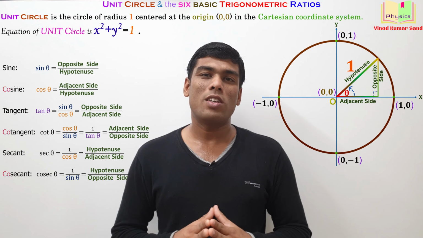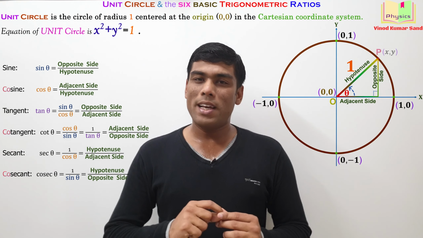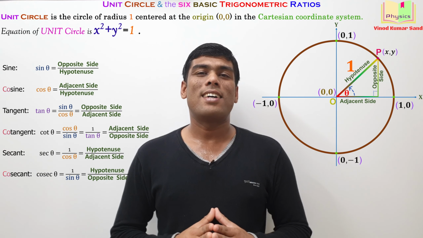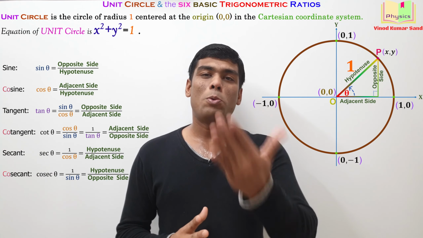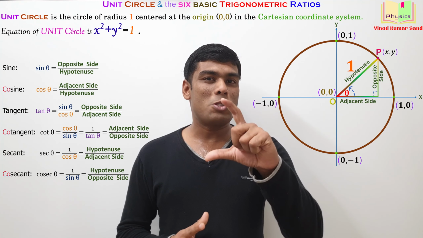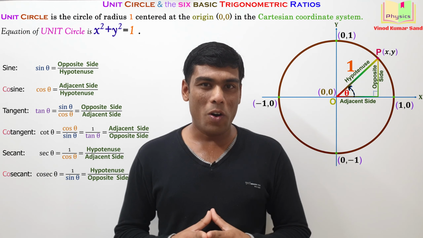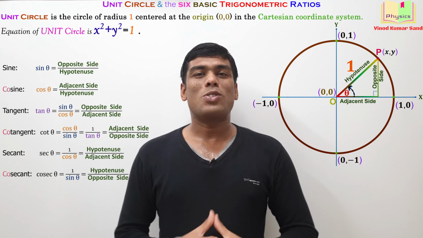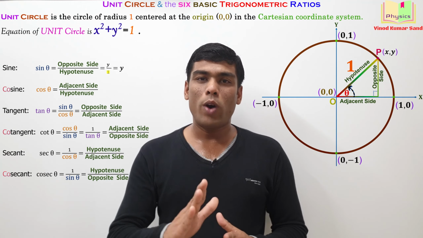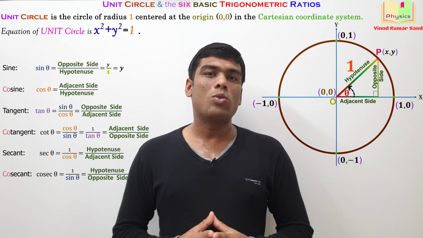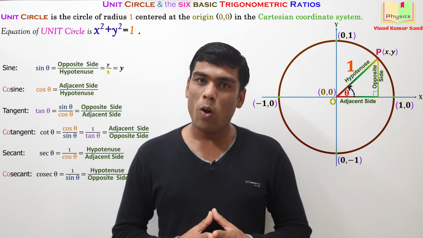If we pay attention, the coordinates of point P are marked as x comma y. So what will be the sine theta? Sine theta will be the opposite side divided by the hypotenuse, and the length of the opposite side is equal to the y coordinate, and the length of the hypotenuse is 1. So the sine theta will be equal to y by 1. Do you agree? Similarly, I am going to find the value of the cos theta.